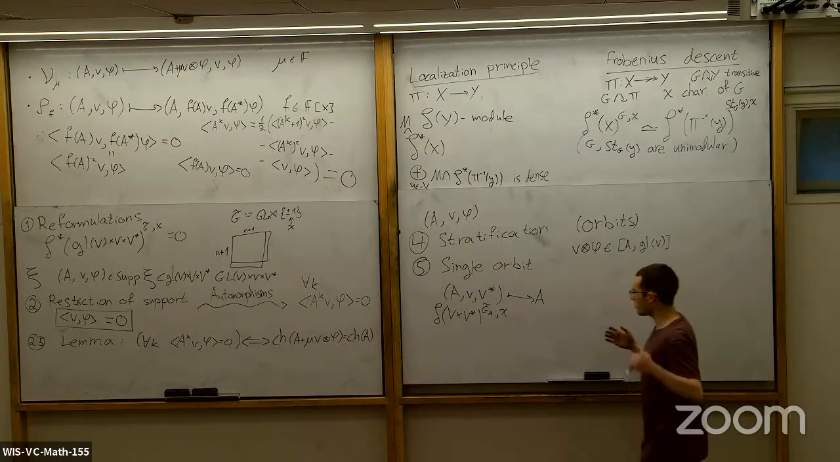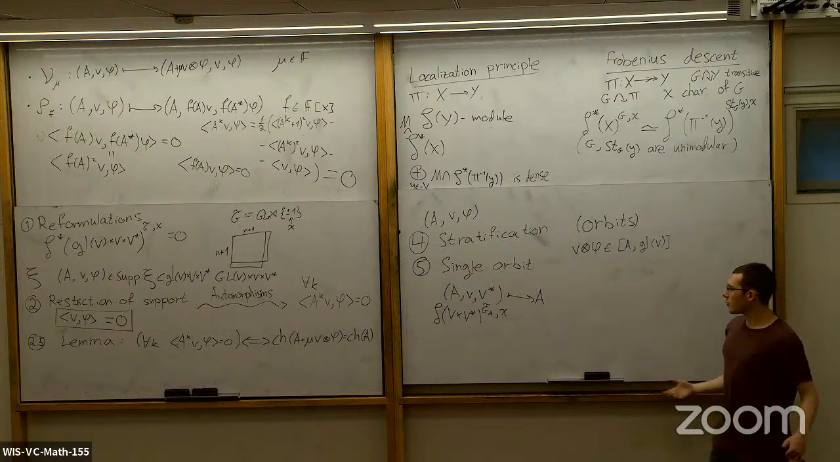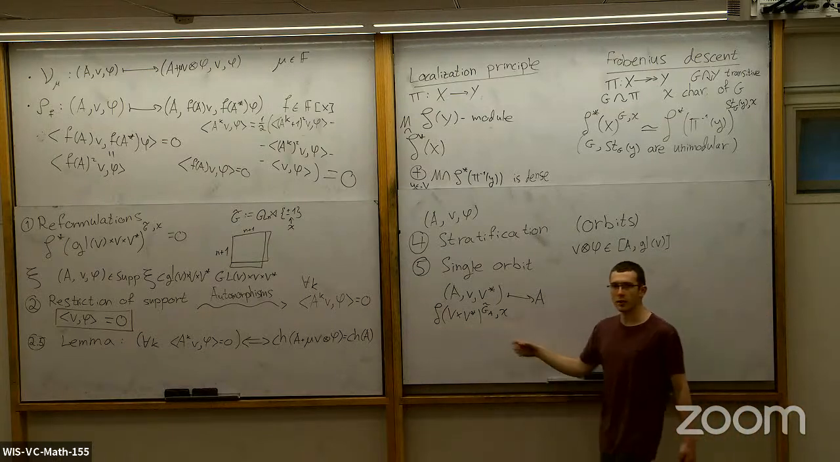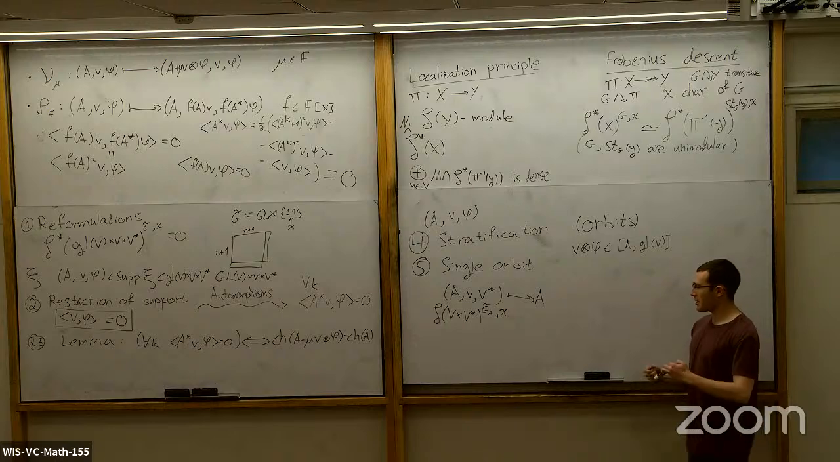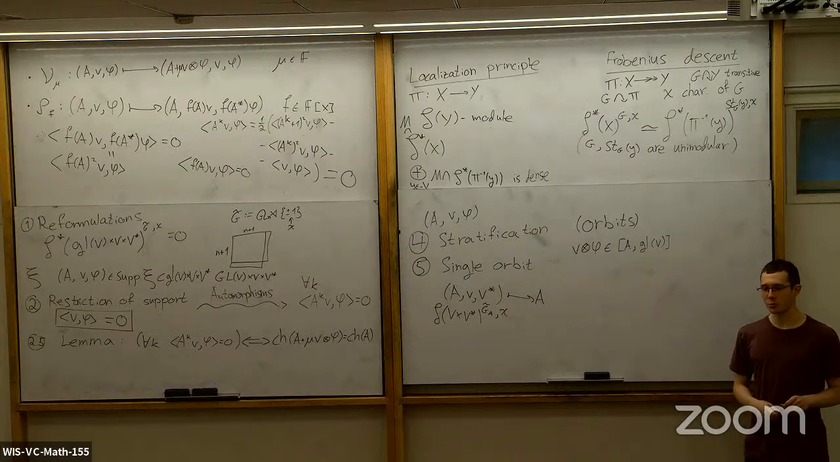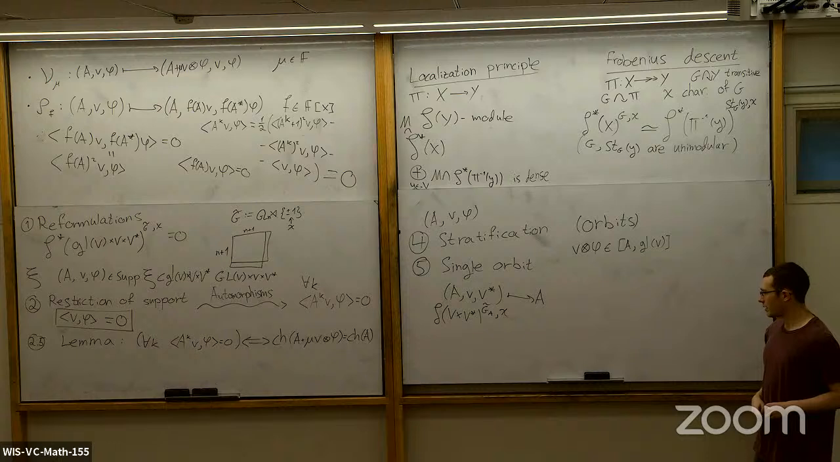Okay, so we pass through the orbit. We use the Frobenius descent. And now we have something of this kind to kill. And now comes in the last hammer which we use, and that is Fourier transform.